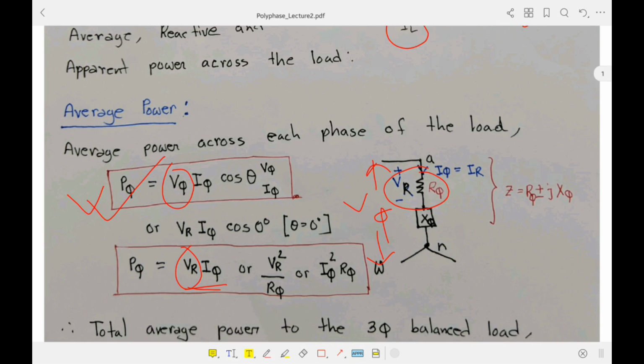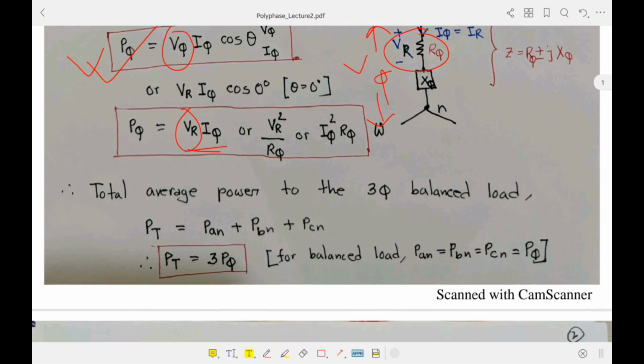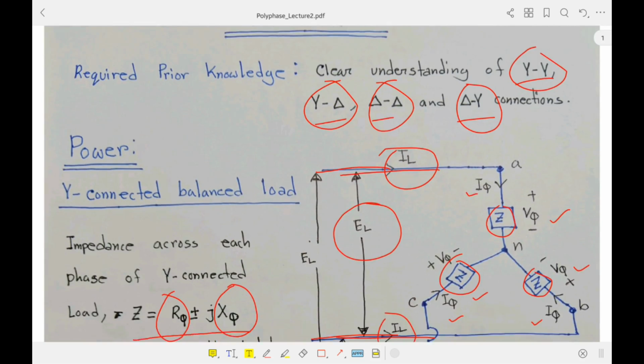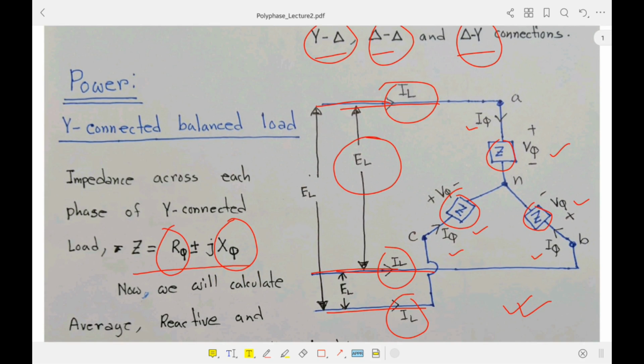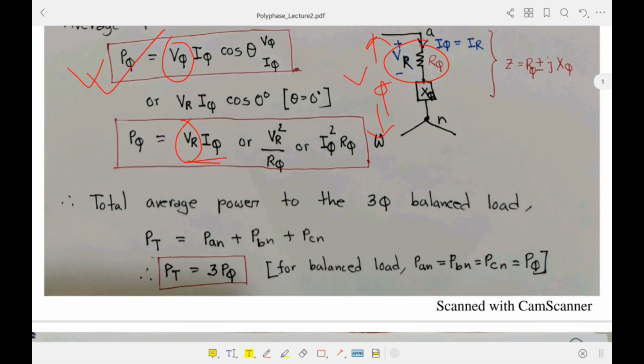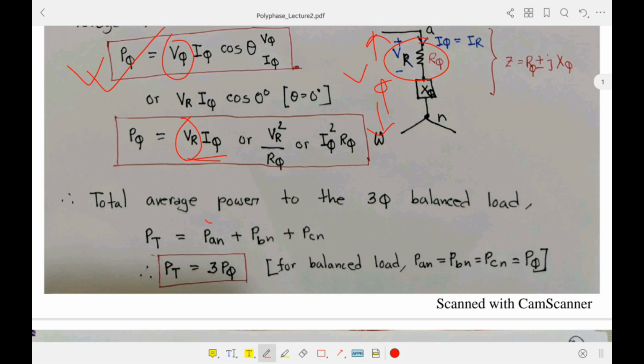So this is the average power equation. Now the total average power. If you notice closely, we have a balanced phase. That means all three branches are equal. So we can write the total power equal to PAN, that means A phase, then PBN, B phase, and PCN, that is the C phase.